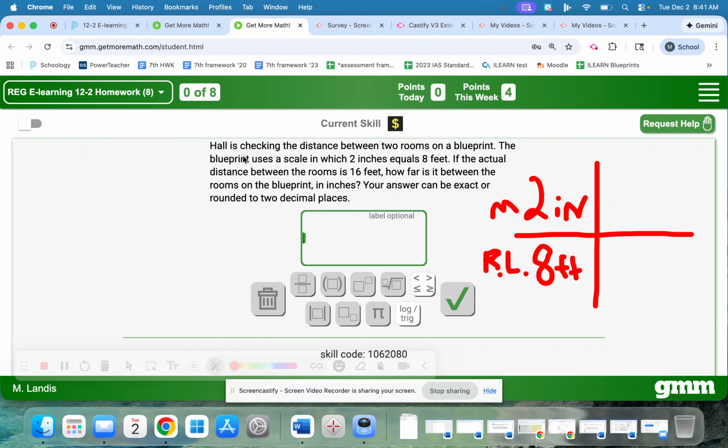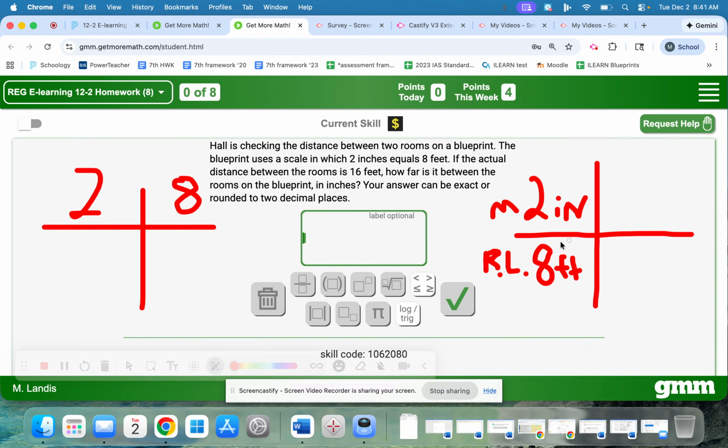So, how is checking the distance between two rooms on the blueprint? The blueprint uses a scale. 2 inches is equal to 8 feet. So remember, it's always the model to real life. 2 inches, 8 feet. If you label it across the top, model to real life, that's fine as long as you just keep the labels the same. Does not make any difference.